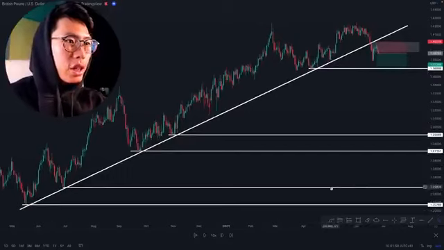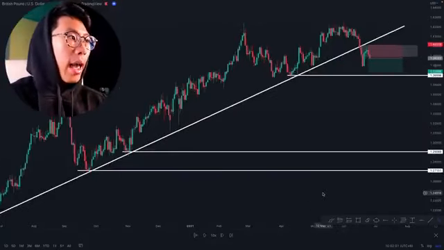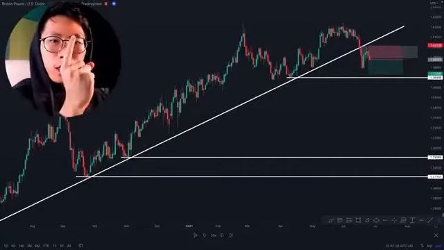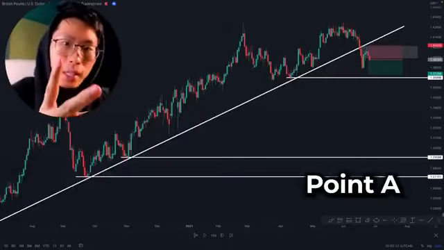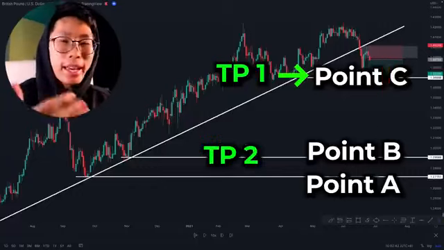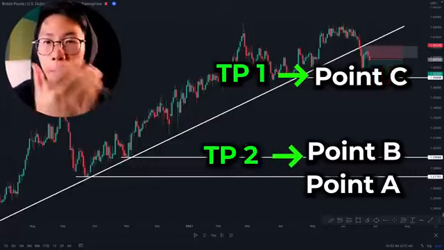Actually, this is too many lines. So in this case, let's just delete these 2 right here and let's stick with these 3 lines. So I'm gonna name these 3 lines. This is point A, this is point B, and this is point C. Your first take profit should be at point C, and then if price breaks through point C, then your second take profit can be at point B.